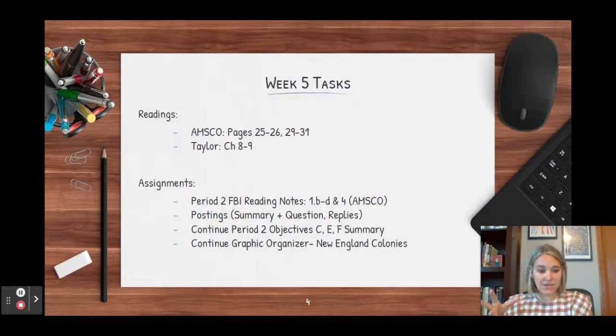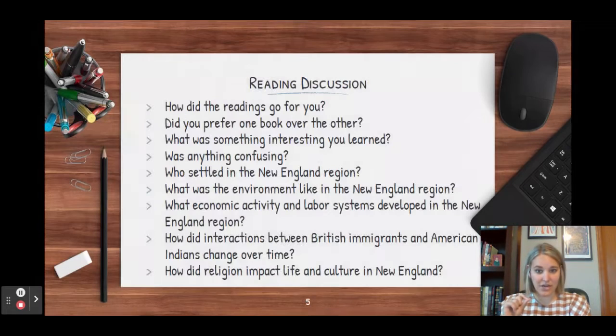So a few pages in the AMSCO textbook and then a couple chapters in Taylor. You're continuing your period 2 FBI notes, your Padlet post, and then continue to add to your period 2 objectives and your graphic organizer. So the reading questions are the same here, but I will say that the additional question I have added is, how did religion impact life and culture in New England?